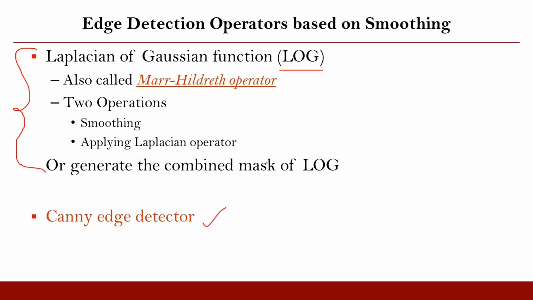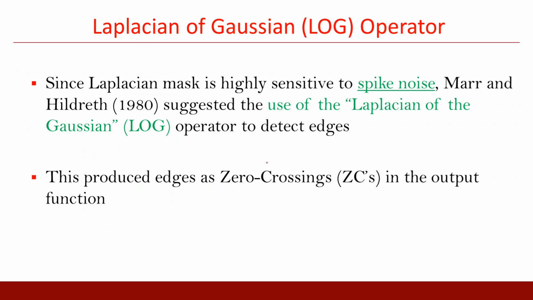So LoG operator is based on Laplacian. The name of the operator is Laplacian of Gaussian. That means you are going to use here Gaussian, and also you are going to use Laplacian. So that means you are going to compute the second order derivative. But till now, whenever we said that we have noise in the image, we first applied the smoothing operation on the image, and then we computed the gradient if you are using the first derivative, or the Laplacian if you are using the second order derivative.